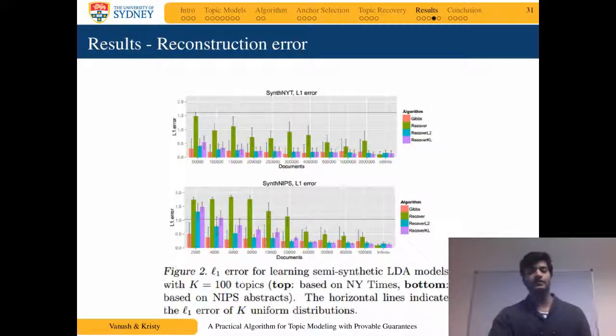The reconstruction error of the word topic matrix for semi-synthetic corpora is now presented. It shows that the L1 error drops significantly as the number of documents are increased, as does the variance represented by the error bars. Also included is the so-called infinite data case, where the ground truth word topic matrix has the lowest error. This is significant as it shows that their model of the Q matrix as an approximation to the expectation is a good one.